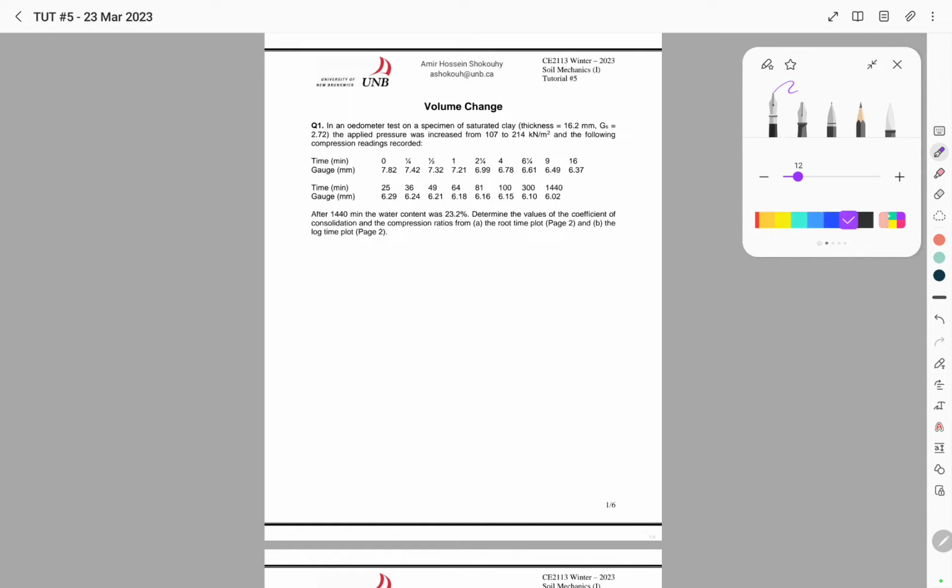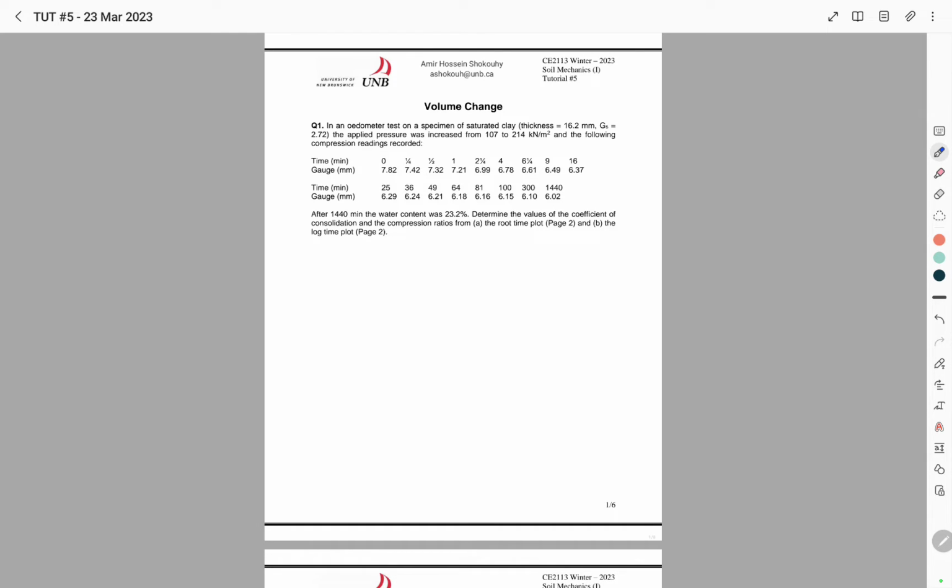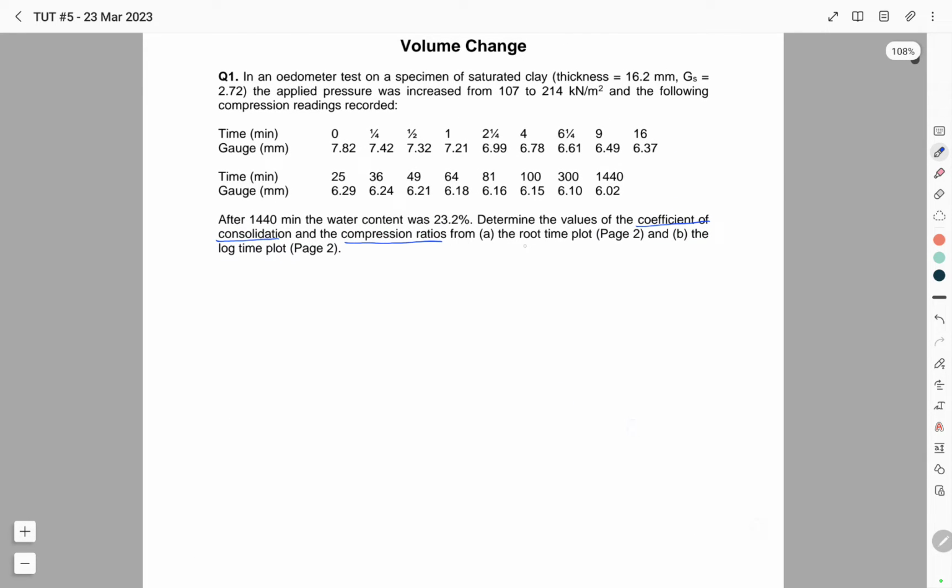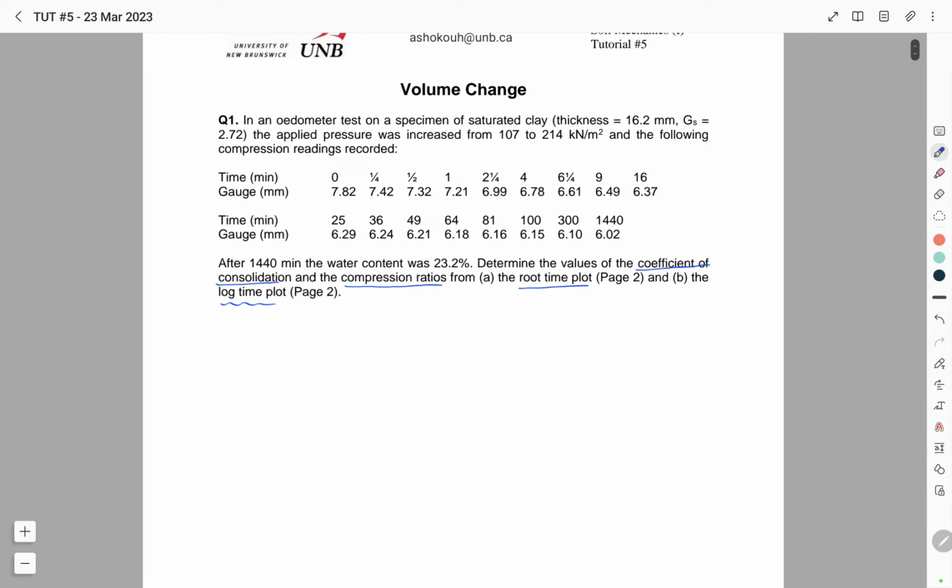So to begin with, in the first question, the results of an odometer test on a specimen of saturated clay is given, and the coefficient of consolidation and the compression ratios are asked using 2 methods. The first method is root time plot method, and the second method is log time plot method.